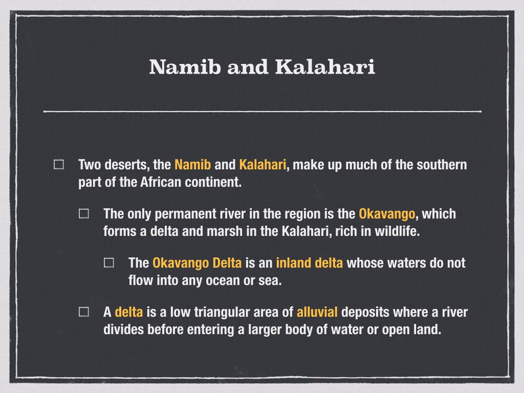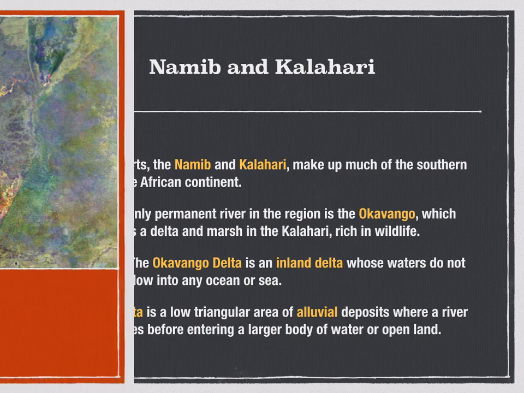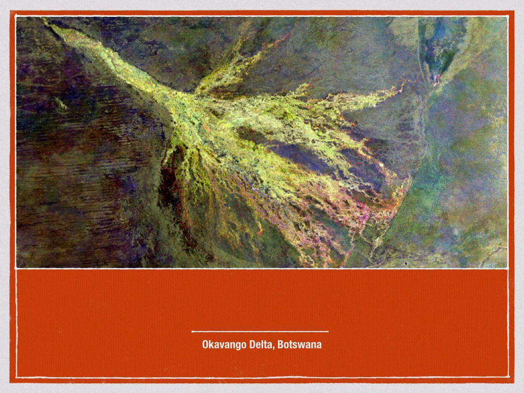The Okavango Delta itself is an inland delta, very unusual. Its waters do not flow into any ocean or sea. The definition of a delta is a low triangular area of alluvial deposits where a river divides before it enters a larger body of water, or in the case of the Okavango, enters open land. Here's a picture of the Okavango Delta in Botswana.